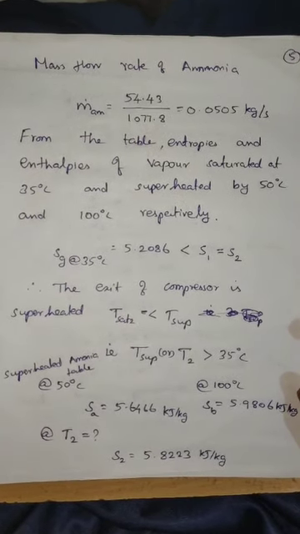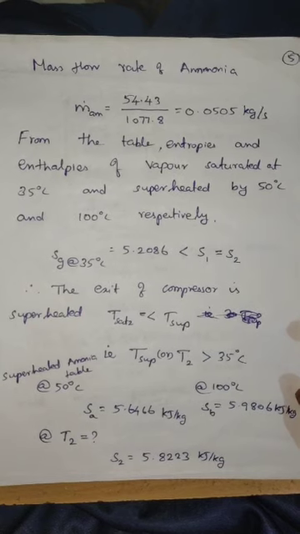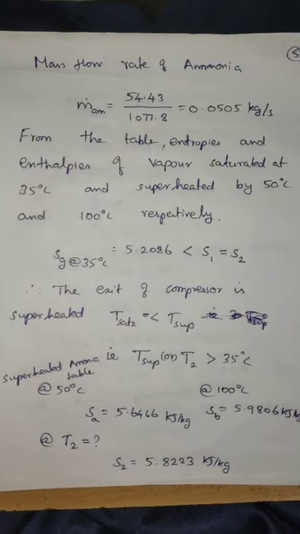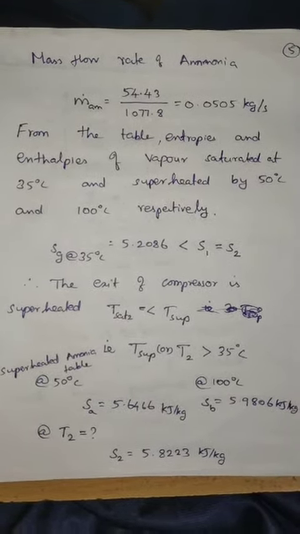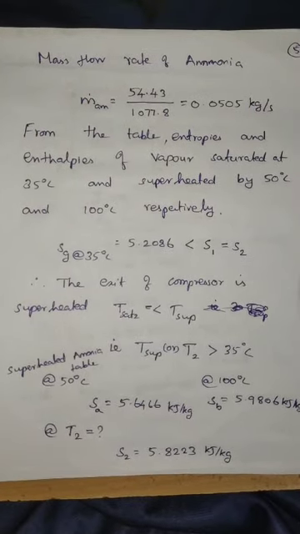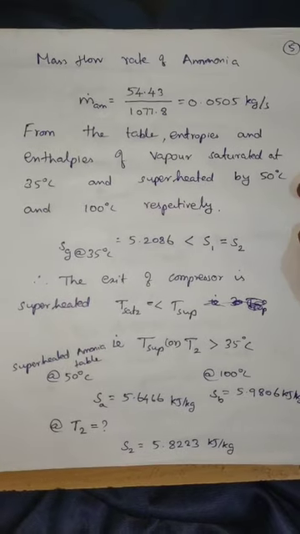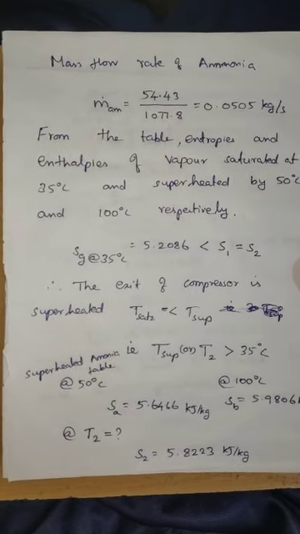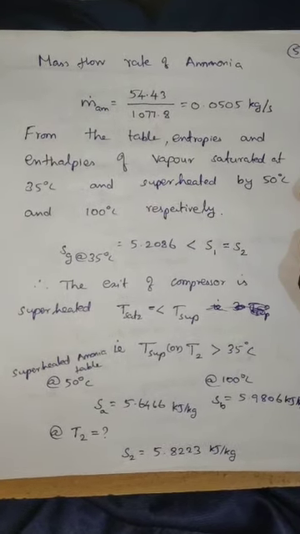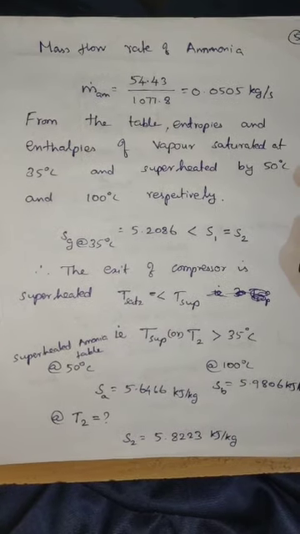Then we have to calculate the enthalpy at point 2. It's a difficult one because the point is in the superheated region. Then first we calculate the superheated temperature of that particular point, and with the help of that temperature we can calculate the enthalpy value.